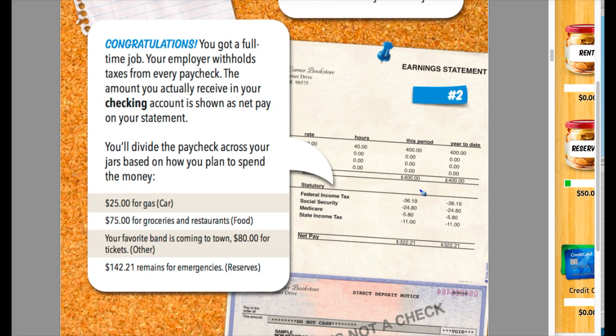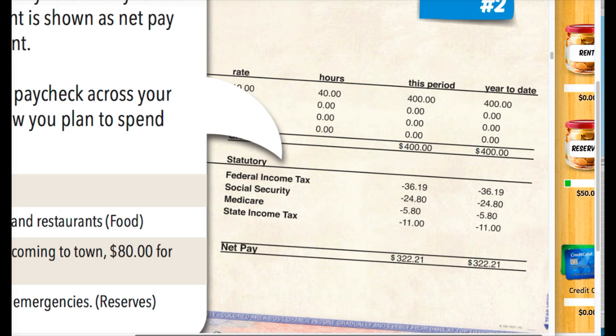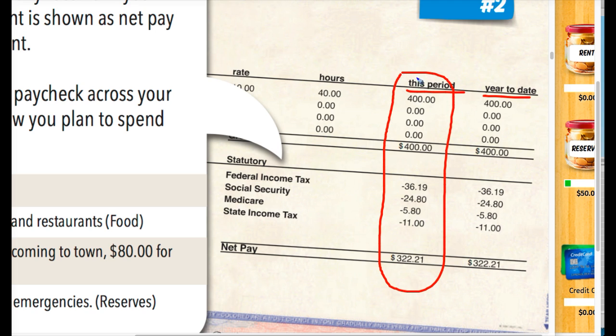Now I want to talk about the paycheck for a second. On the paycheck, 2 things happened. This period, year to date. This period is the current paycheck. Year to date is the big total. We're in January, so as months go on, this year to date will change. But we want to focus on the this period column. Every time we take a paycheck and we portion it out, you want to look at the current pay period.